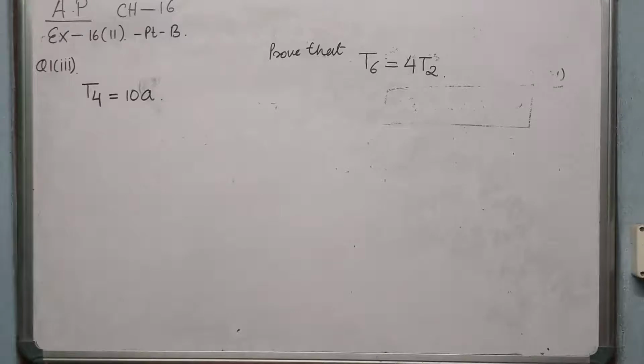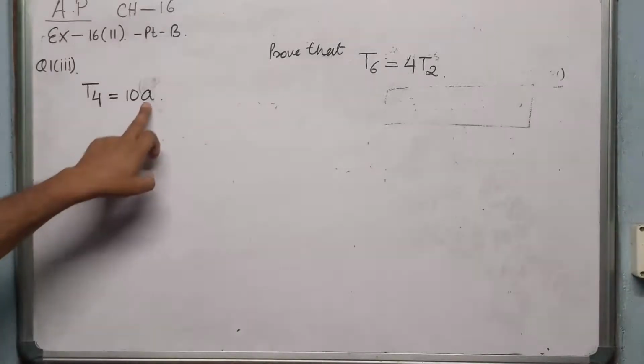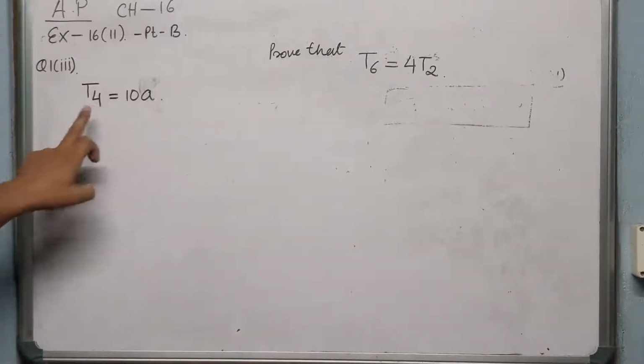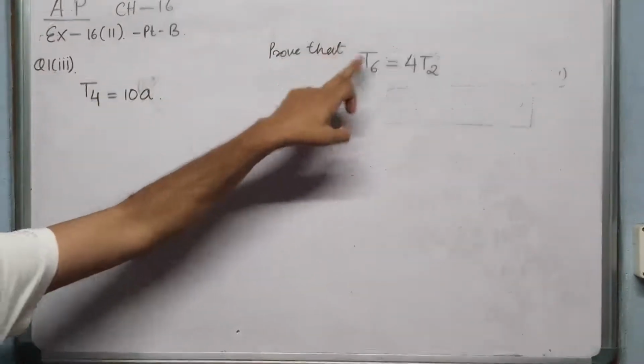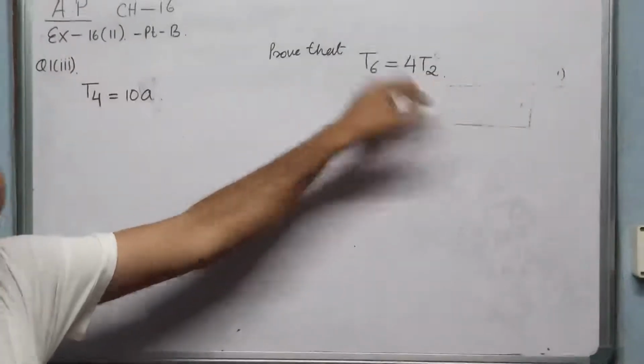Now we'll discuss another question, question number 1, subpart 3. In this question, it is given that the fourth term of an AP is 10 times the first. Prove that the sixth term is 4 times the second term. In this case, I have considered the first term to be A.